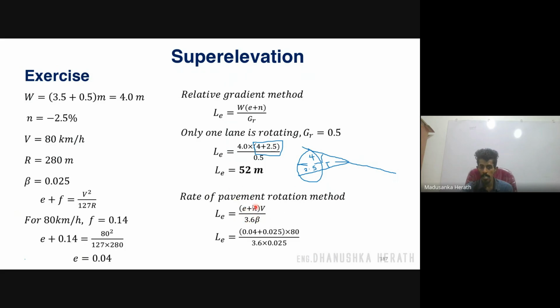Now we have to put this in decimals. E is 0.04, N is 2.5 means 0.025. V is 80, 3.6 into beta, 0.025. Right, then for that case, the super elevation development length is 57.78.